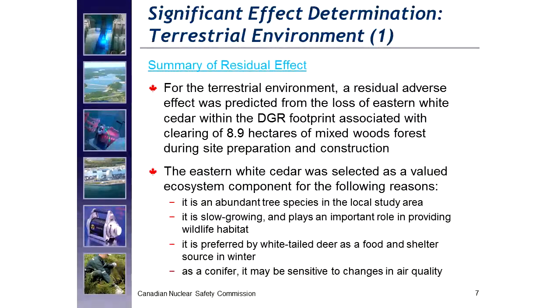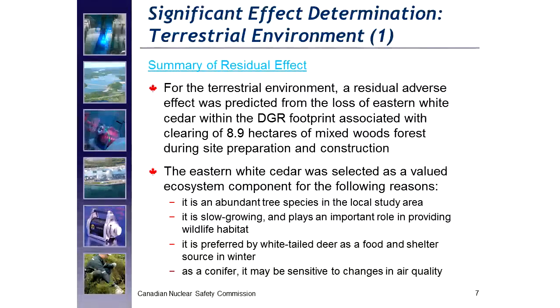For the terrestrial environment, the EIS identified an adverse effect to eastern white cedar associated with the clearing of mixed woods forest within the DGR project area during site preparation and construction activities. The mixed forest vegetation community was represented by the eastern white cedar as a valued ecosystem component, or VEC, in the EIS because it is an abundant species in the local study area, indicating it is a good representative for local forests. It is slow-growing and plays an important role in providing habitat for wildlife, particularly in winter when it is a preferred source of food and shelter for white-tailed deer and other wildlife. Also, as a conifer, it was considered potentially more susceptible to changes in air quality.